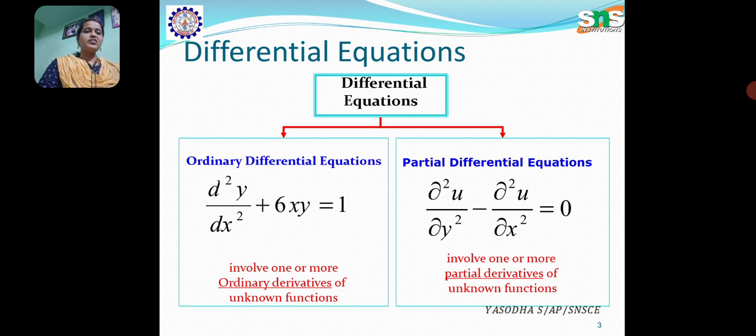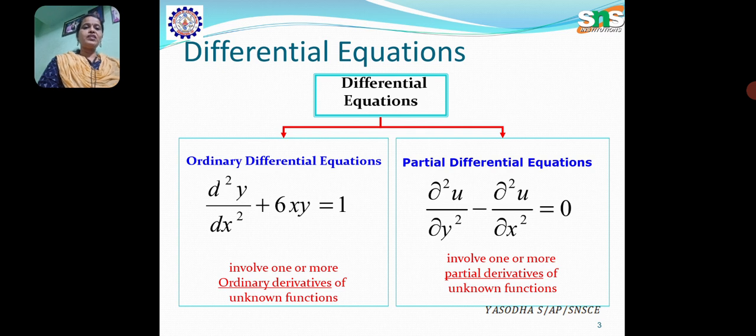So next, differential equation. So what is differential equation? A differential equation is an equation in which differentiation occurs. That means derivative occurs. An equation having derivative, then we say that is a differential equation. In that, we have two types: ordinary differential equations and partial differential equations.